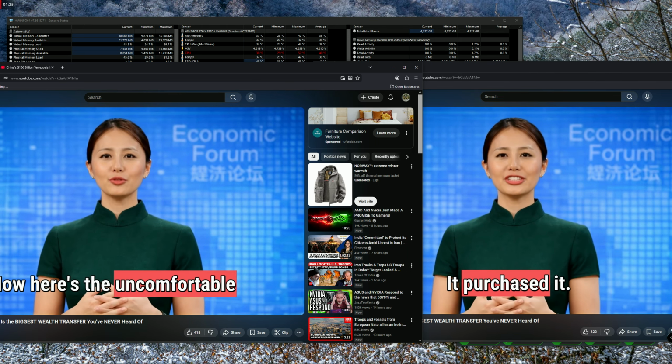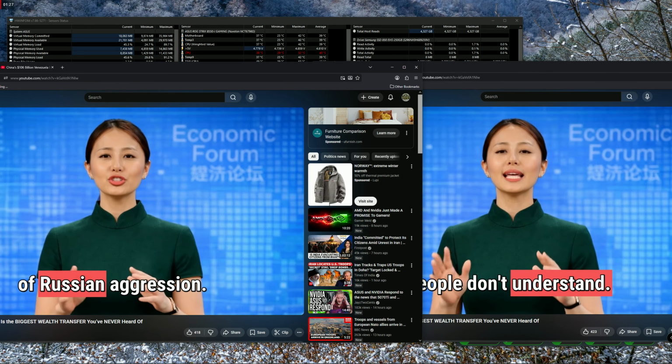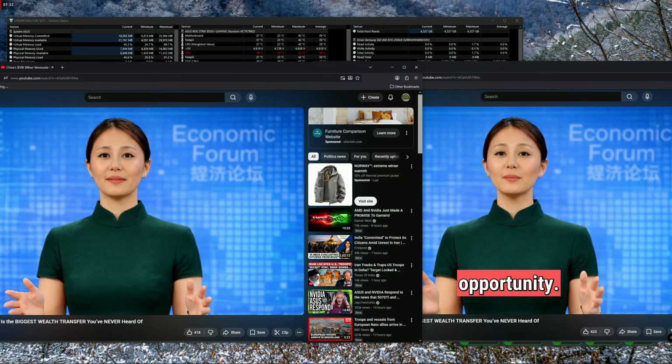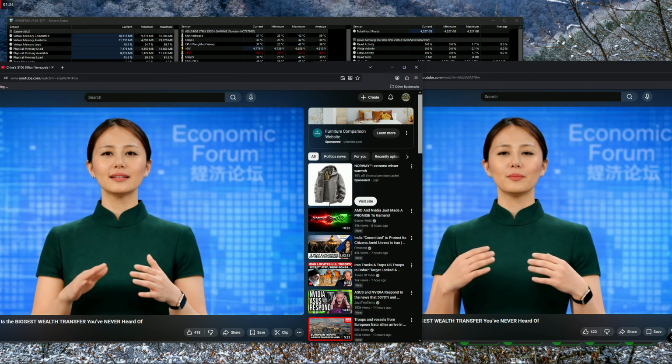Now here's the uncomfortable truth. And here's what most people don't understand. Ukraine is the victim of Russian aggression. That's true. Ukraine needs American help to survive. That's also true. But American policymakers also saw an opportunity. Britain needed help. That's true. But the help comes with chains attached.